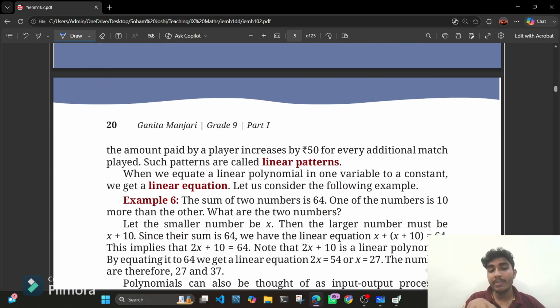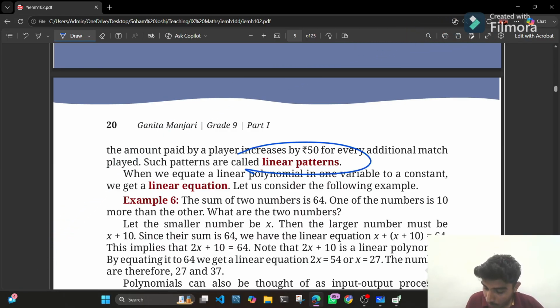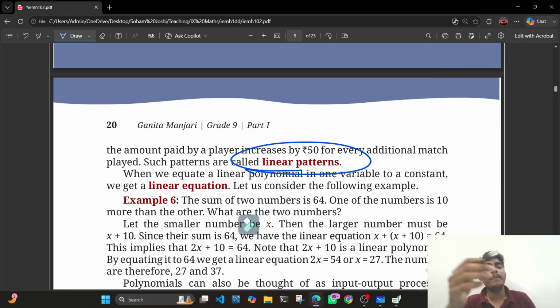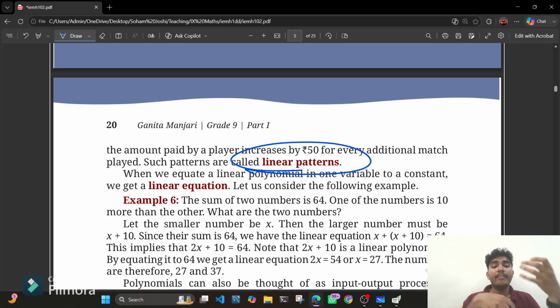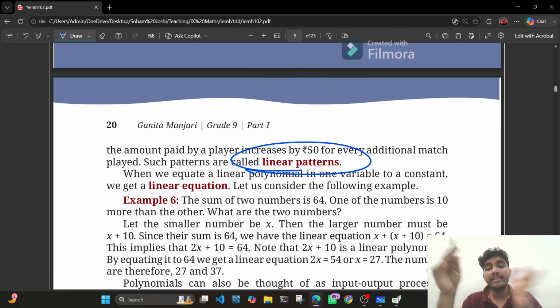So that is why such patterns are known as linear patterns. You can read it over here. You can refer to the textbook also. So these patterns are called linear patterns, in which the amount that we are finding out, the result we are finding out, increases linearly.